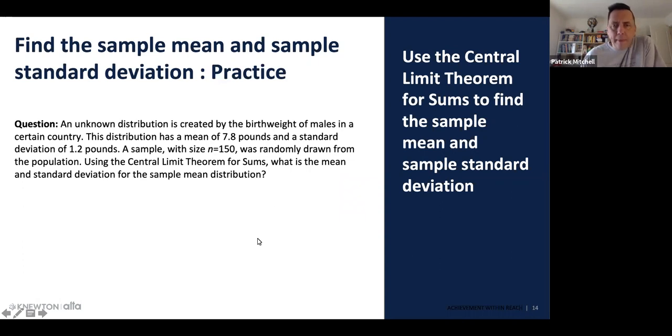Okay, here's another example. You could try this one. An unknown distribution is created by the birth weight of males in a certain country. This is just like one we had before. The distribution has a mean of 7.8 pounds and a standard deviation of 1.2 pounds. A sample with size 150 was randomly drawn from the population. Using the central limit theorem for sums, what is the mean and standard deviation for the sample?